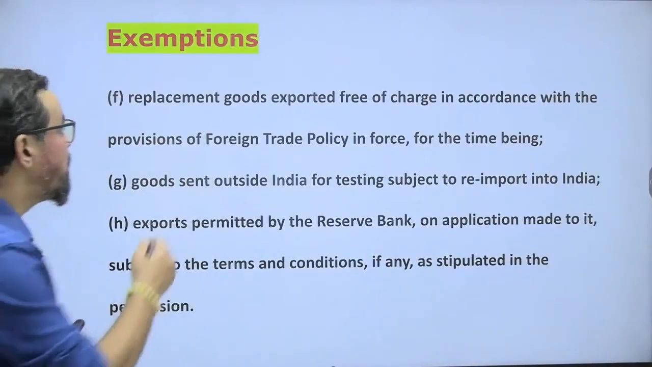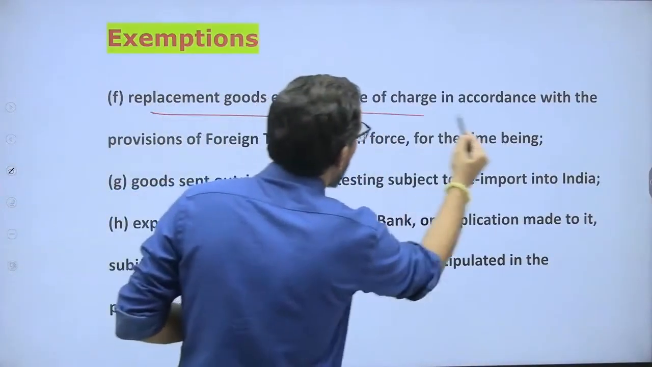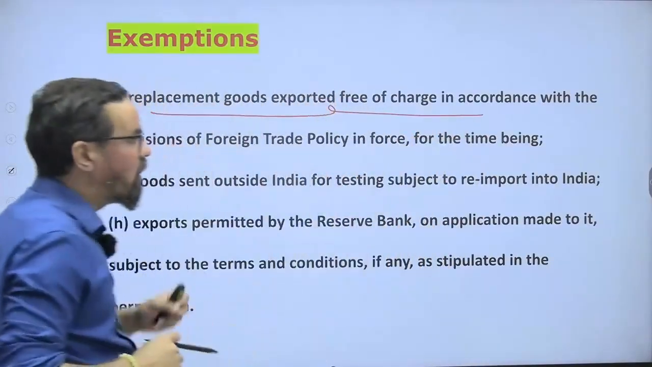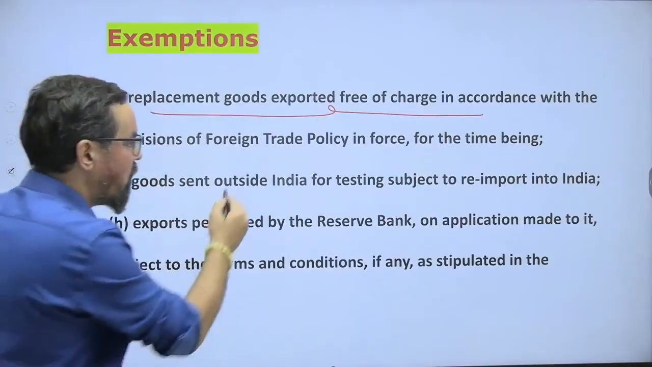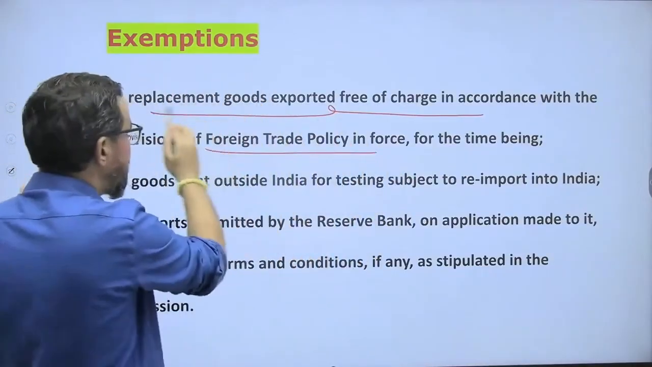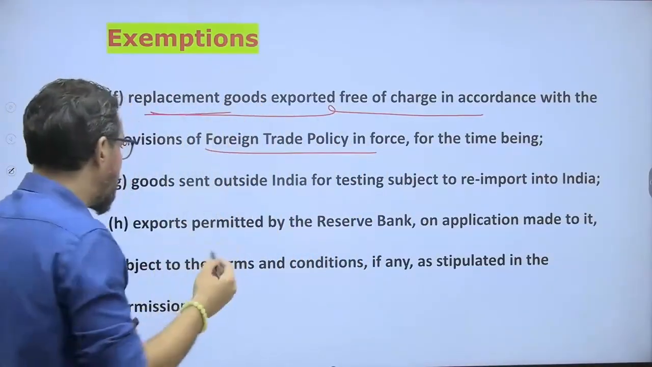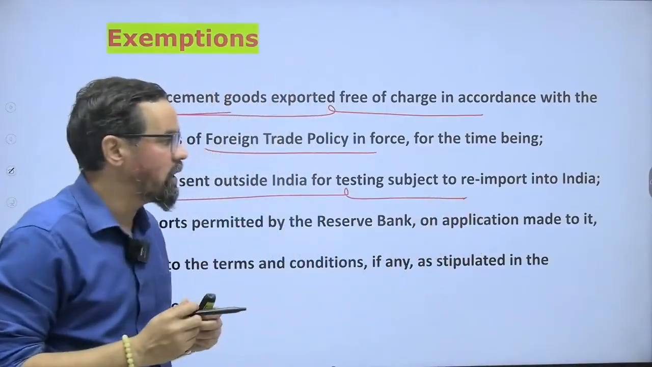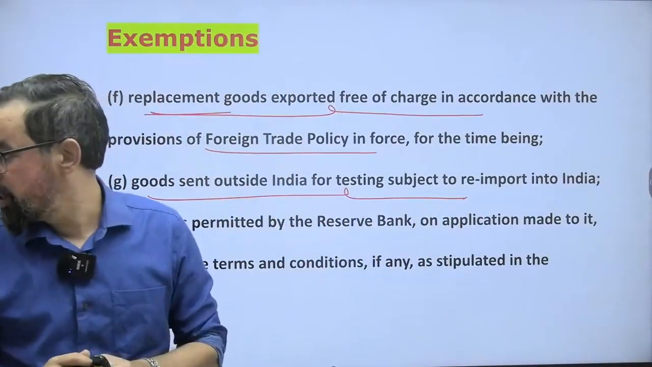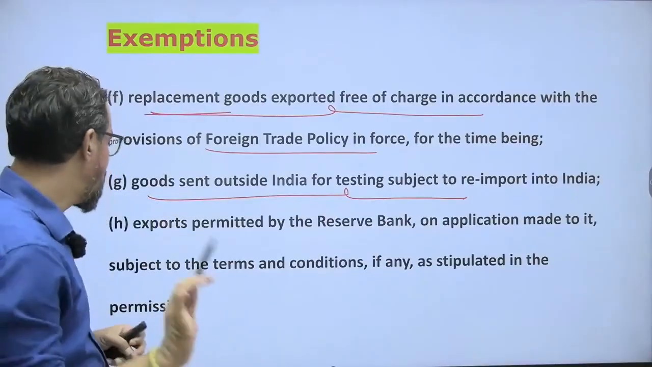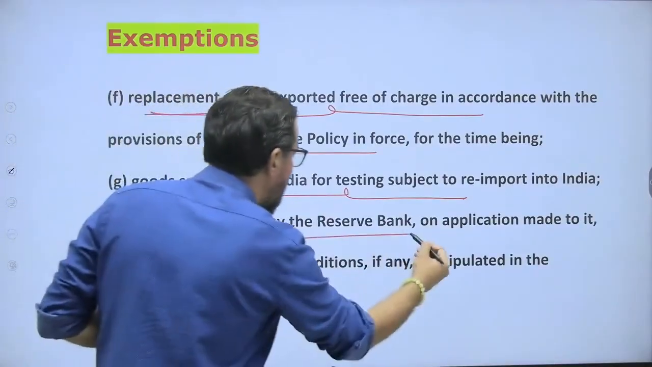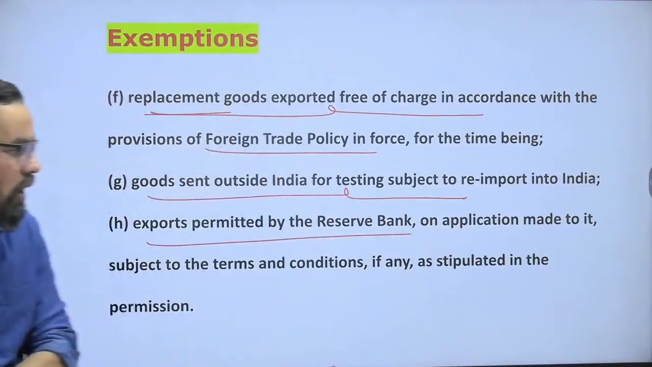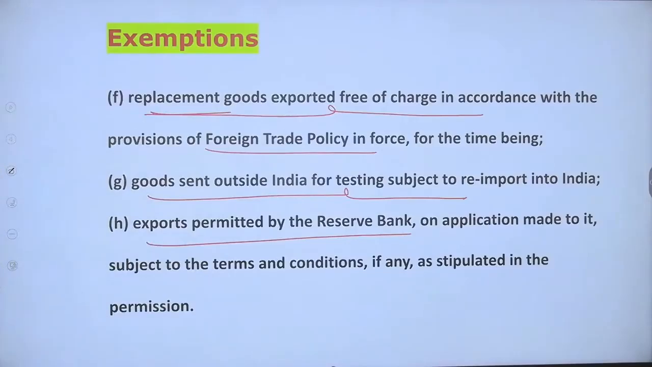So they are generally part of this particular one. Okay? Replacement goods exported free of charge in accordance with the provisions of the foreign trade policy. Replacement, okay? As I gave an example of this marker, goods sent outside India for testing are subject to re-import into India. Export permitted by Reserve Bank of India on application made to it, subject to terms and conditions. So that is generally part of this particular one, okay?